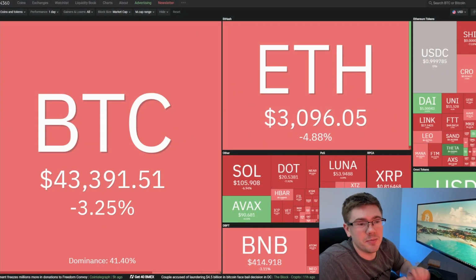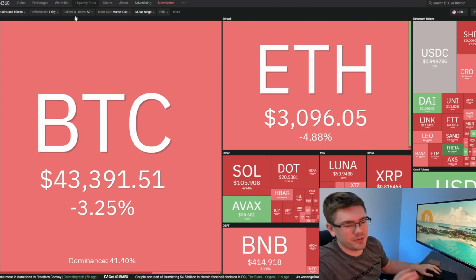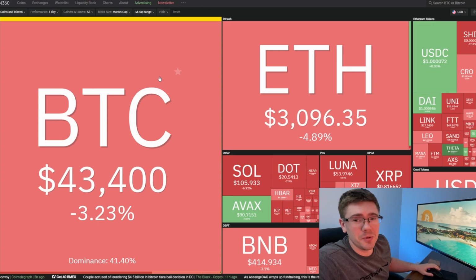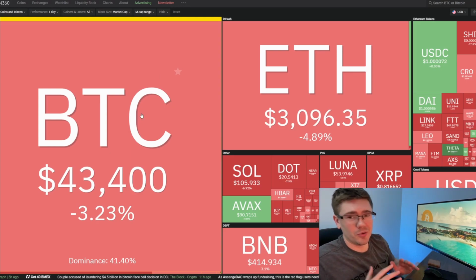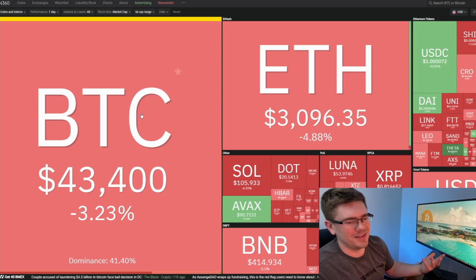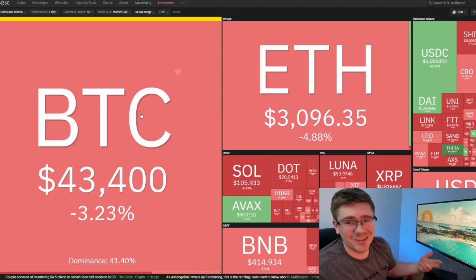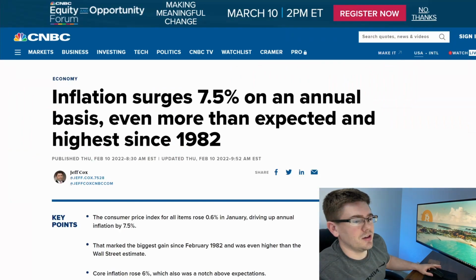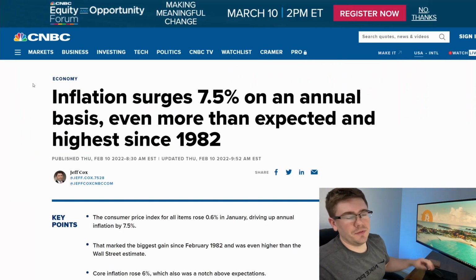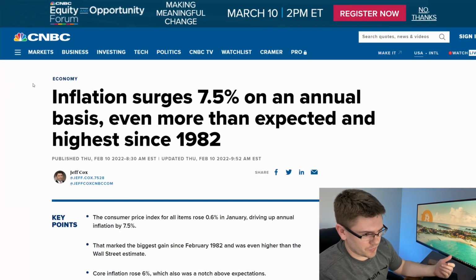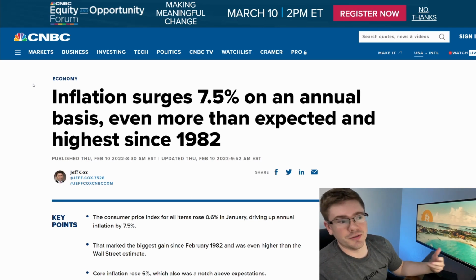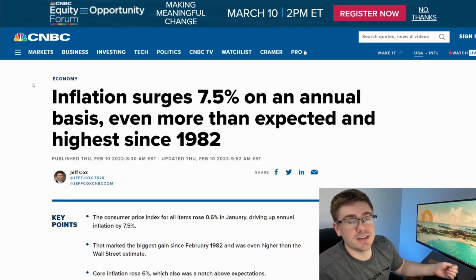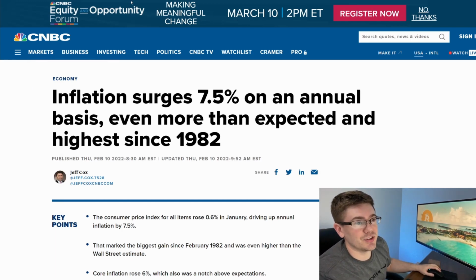Unfortunately, to be the bearer of bad news, pretty much everything is red today. It's not down by a lot. Yesterday, we were almost peaking Bitcoin to like 45K. So for it to be down 3%, in crypto, it's not that big of a deal. The reason why it's down is because inflation data came out today. And unfortunately, inflation surged to 7.5%, which is the highest it's been since 1982.